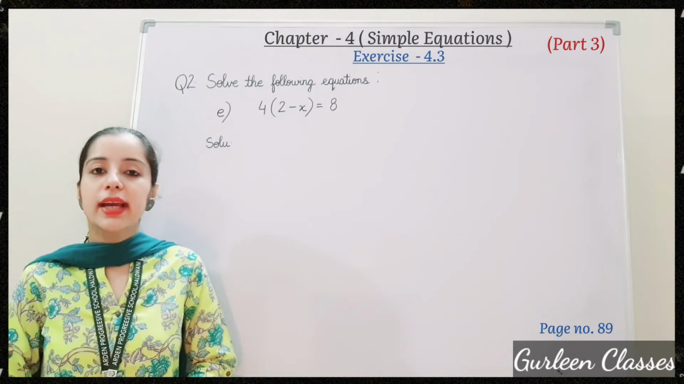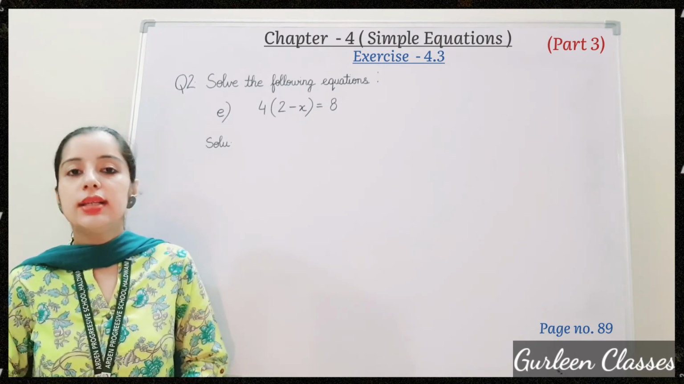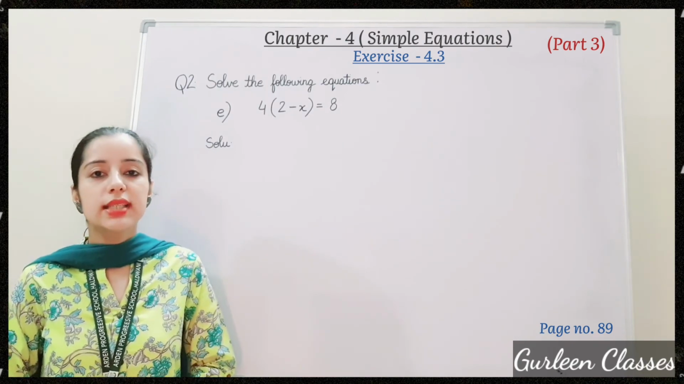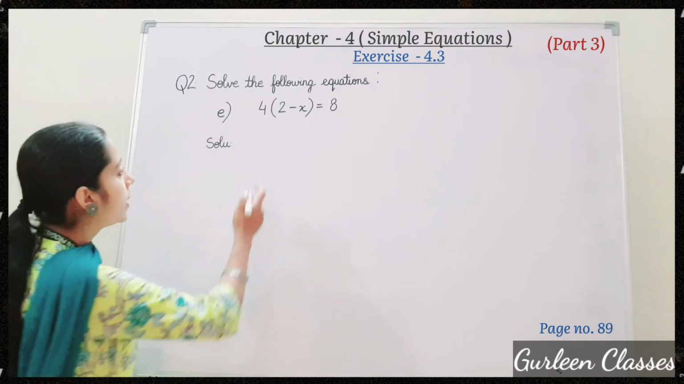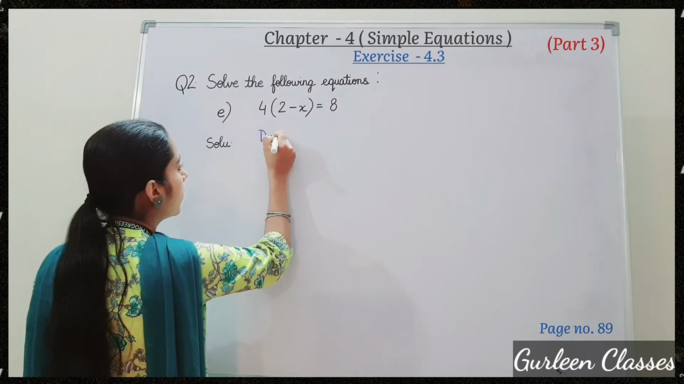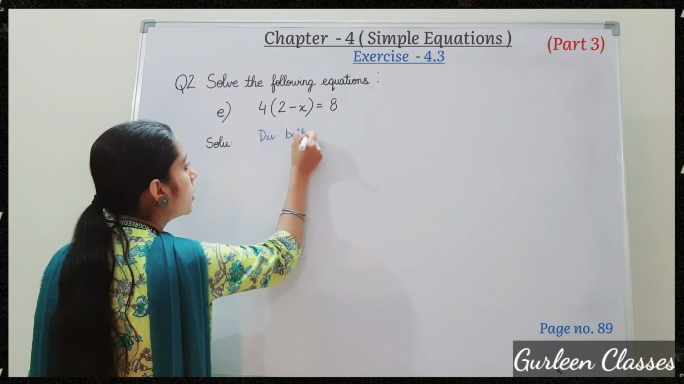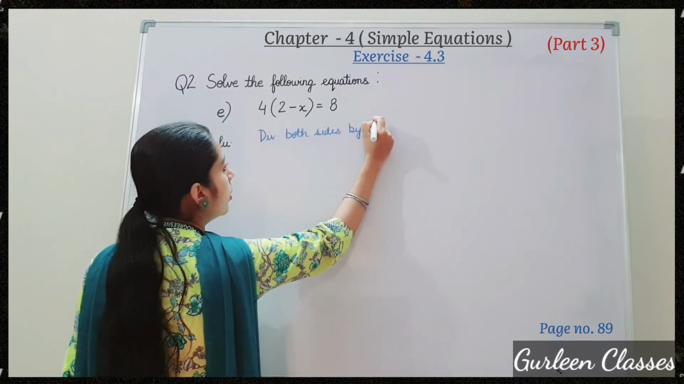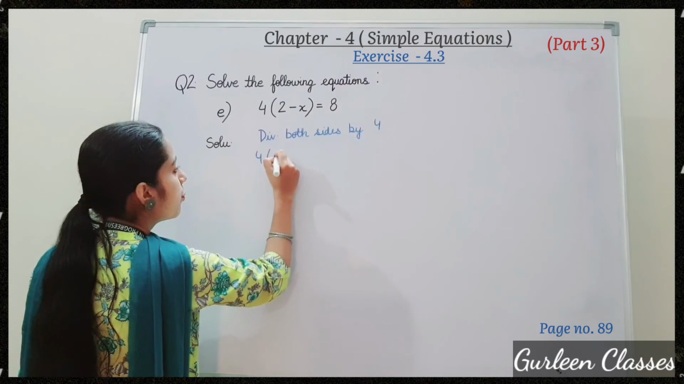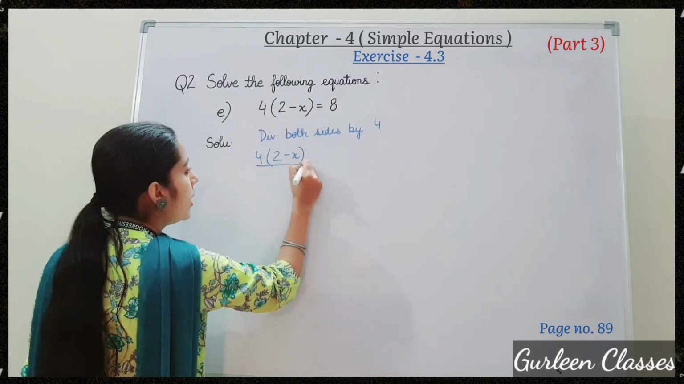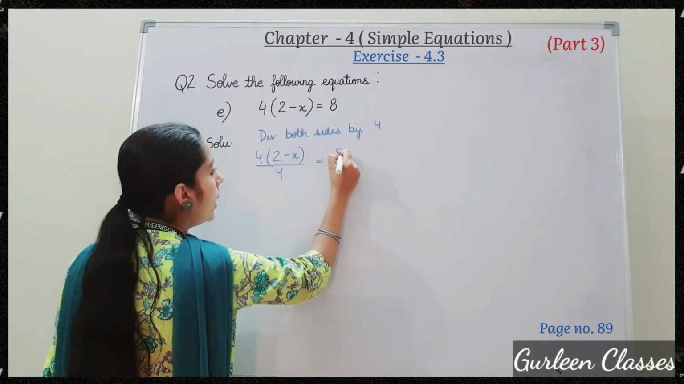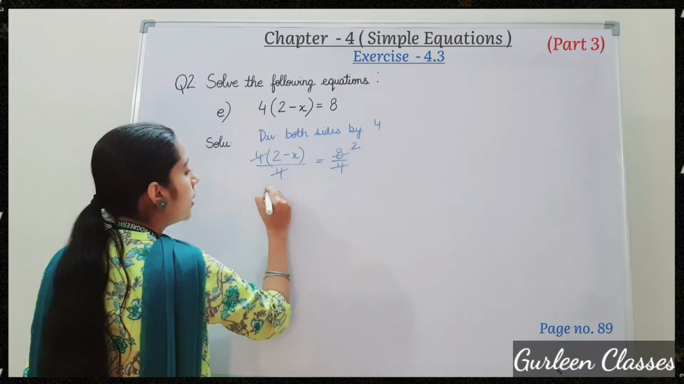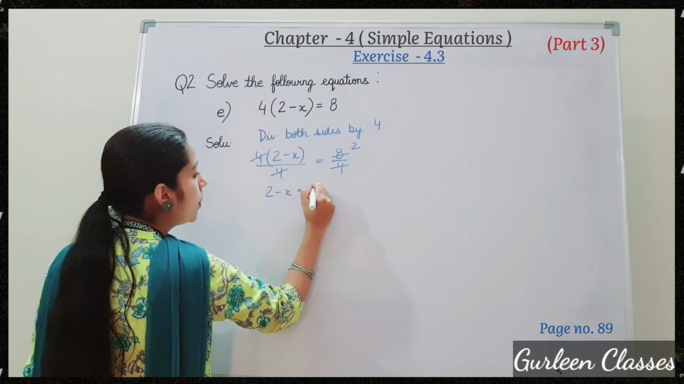E part: 4 bracket 2 minus x is equal to 8. So the first step is we have to remove this 4 from LHS. So dividing both the sides by 4. So let us write here, dividing both sides by 4. LHS, 4 bracket 2 minus x divided by 4 is equal to 8 divided by 4. 4 cancel. 4 2s are 8. 2 minus x is equal to 2.